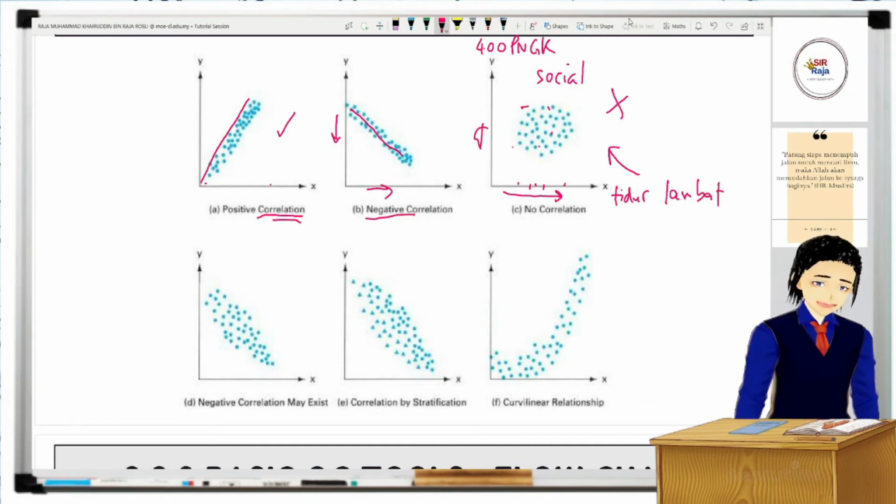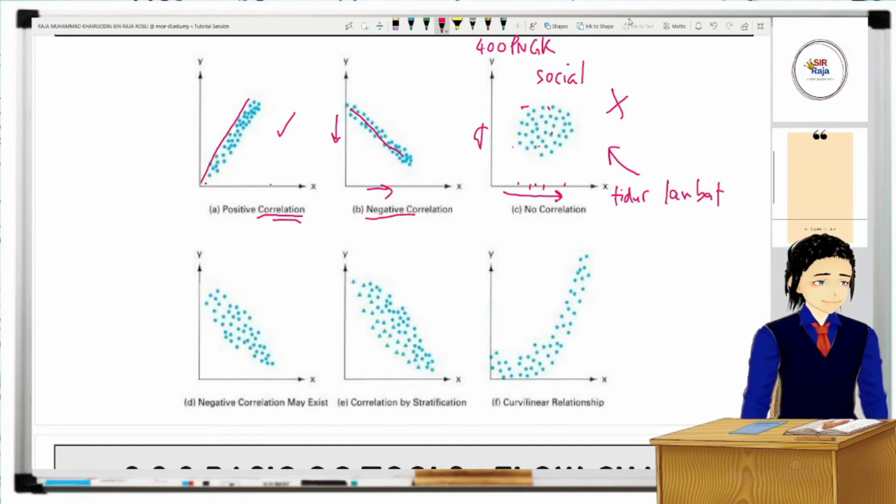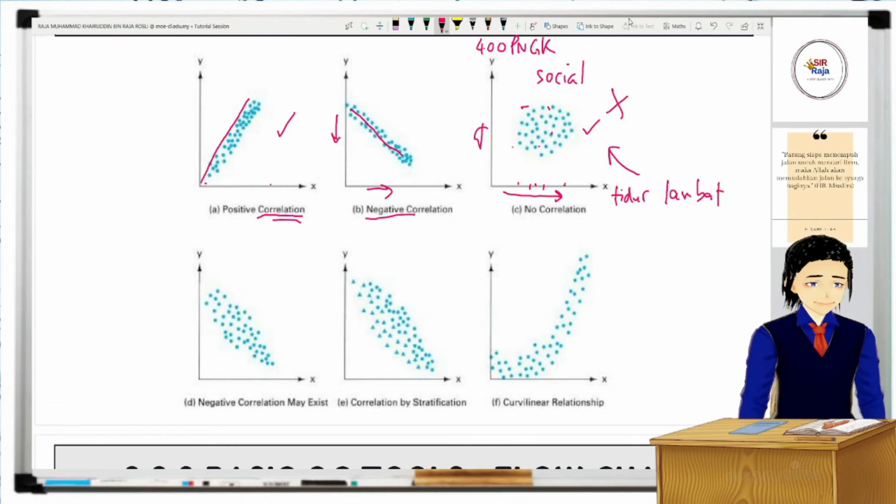I'm just giving you an example. I'm not sure if it's true or not. You can do that research on your own. Find out, sebab lain orang lain pula dia punya cita rasa kan. So I'm not sure. So yeah, you have to find out the correlation. So this is no correlation. This negative correlation may exist.